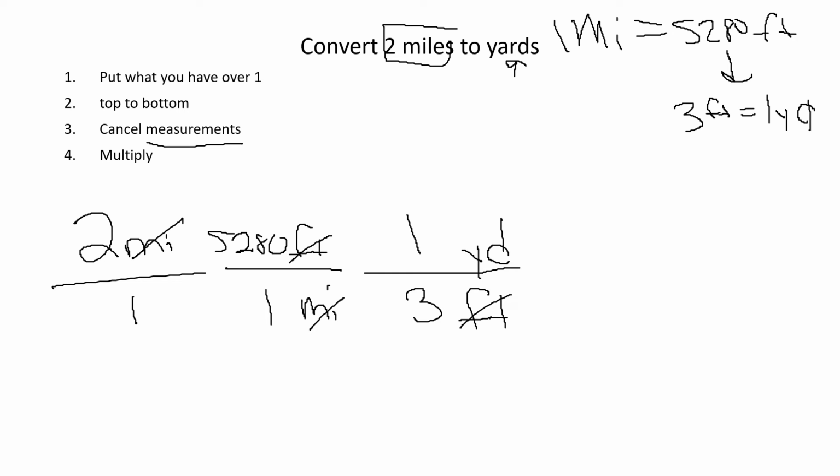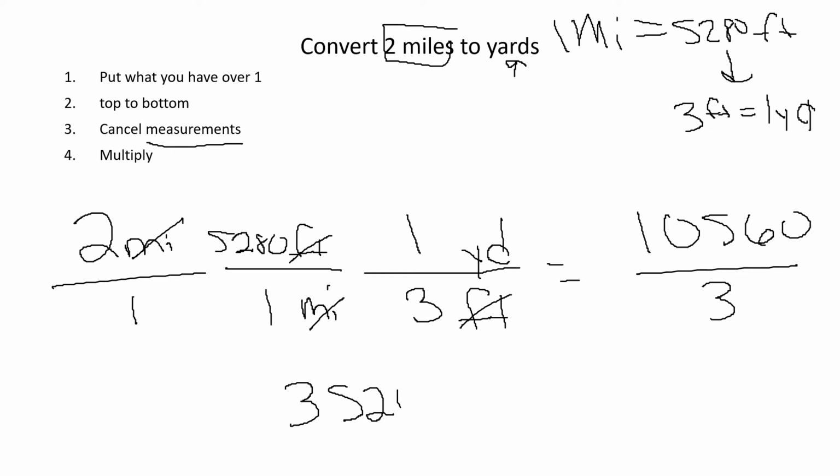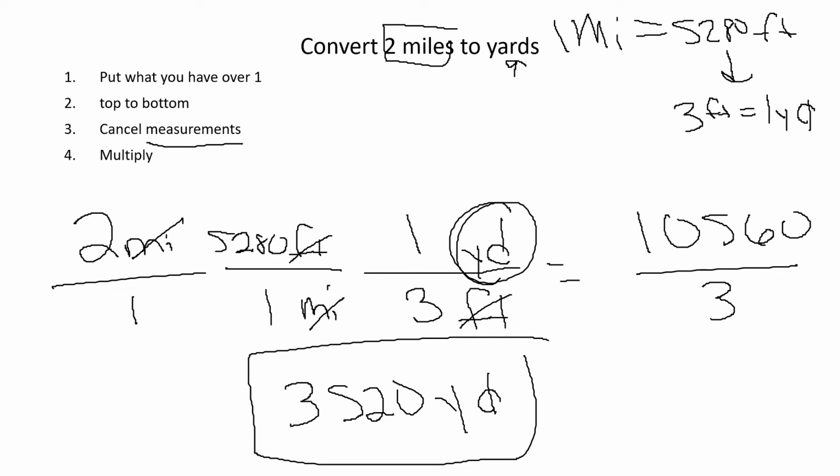Step 4, I'm going to multiply. So on the top, I have 2 times 5,280, on the bottom, I have 1 times 1 times 3, which is just 3. So I'm going to divide that out, and what I end up with is 3,520, and the only measurement I have left is yards. So that is going to be my answer. So the thing is, the math of these is not hard. It's just these steps, and it just is kind of a weird thing, right? It's just kind of a strange process. But if you will follow those steps, you'll get it right. You will get it right every single time.